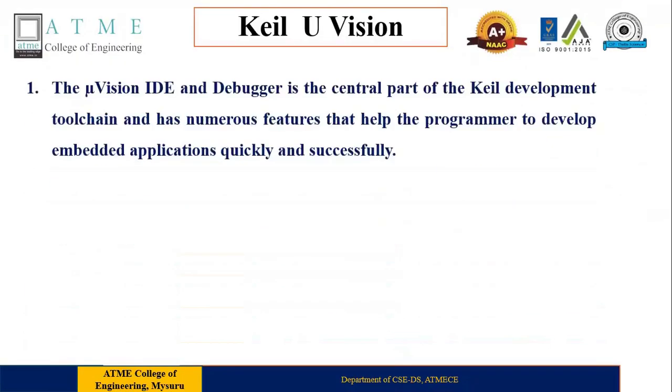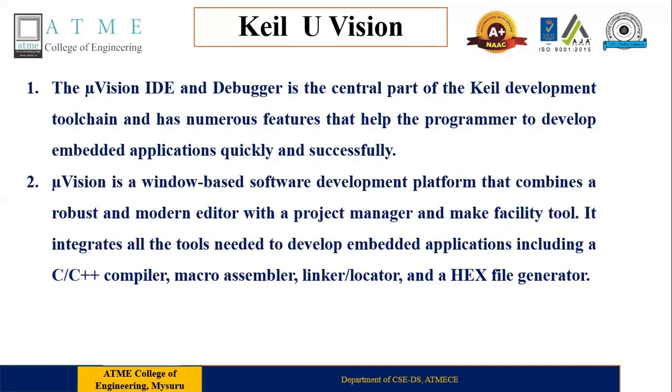Moving on to Keil MicroVision. Keil MicroVision is the IDE and debugger, which is a part of the Keil development tool chain, having numerous features so that a programmer can develop embedded applications quickly and successfully. It is a window-based software development platform that combines a robust and modern editor with a project manager, and it integrates all the tools needed to develop embedded applications using a C/C++ compiler, macro assembler, linker, locator. Basically, it's also a hex file generator.